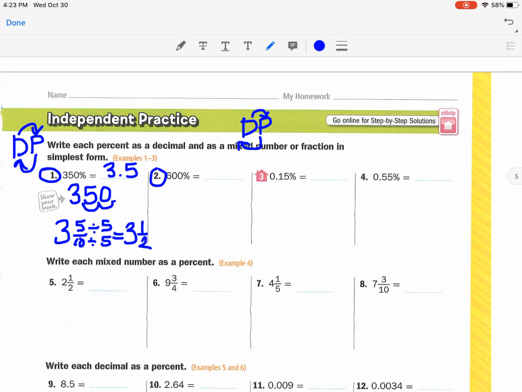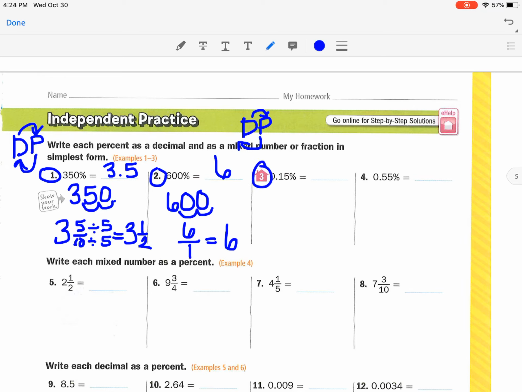Okay? All right, let's take a look now at number 2. So I have 600%, and I know when I go from a percent to a decimal, my decimal's here, I'm going to move it 2 places to the left. So as a decimal, it is just 6. So then how do I write that as a fraction? Well, it's 6/1, which is the same as 6. So both of those are totally acceptable. We're going to move on to number 3.